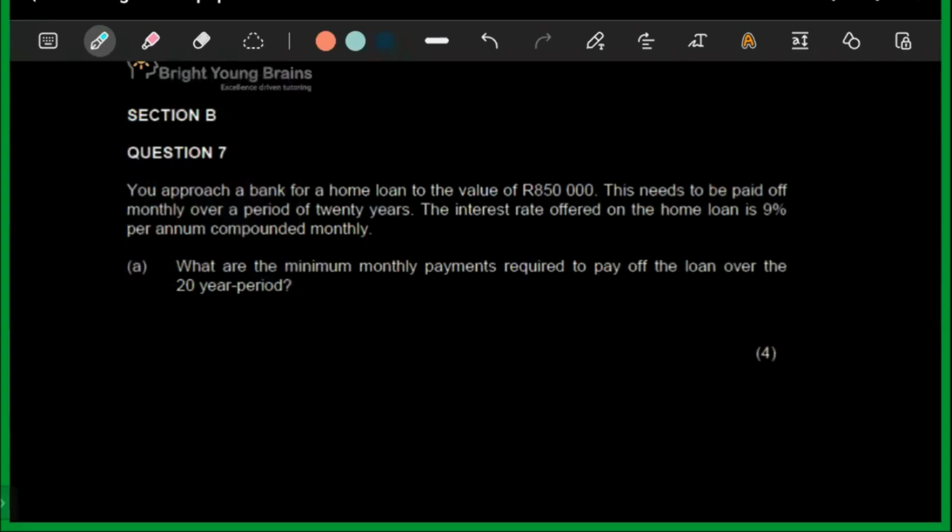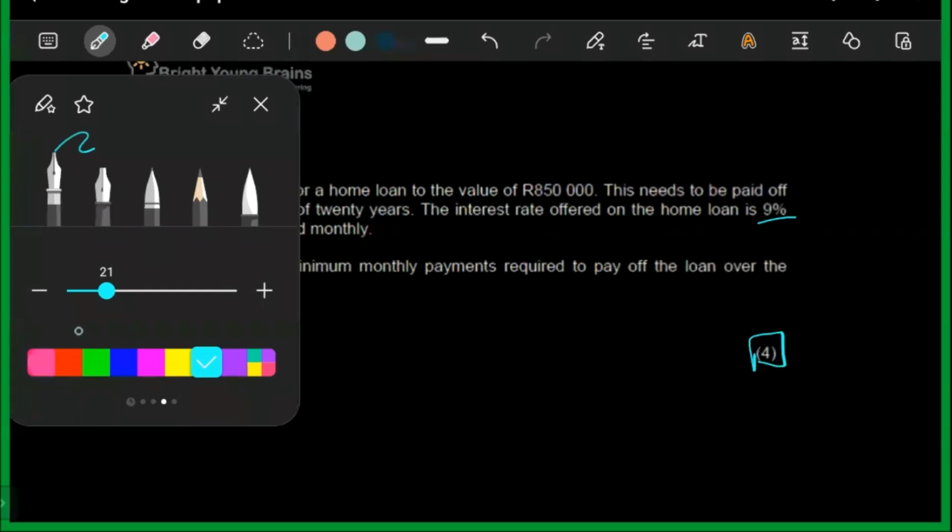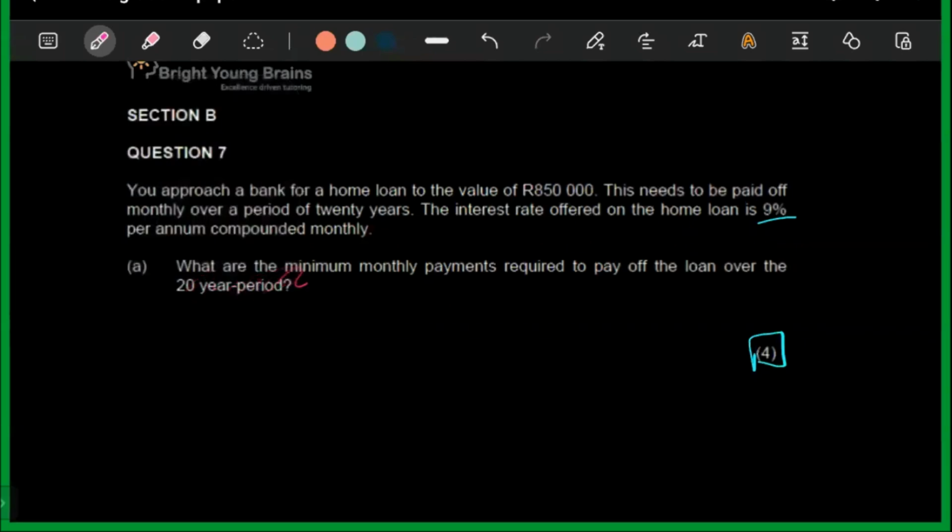Question number 7 for 4 marks. It says the following: you approach a bank for a home loan to the value of 850,000. This needs to be paid off monthly over a period of 20 years. The interest rate offered on the home loan is 9% per annum compounded monthly. What are the minimum monthly payments required to pay off the loan over the 20-year period? It's a monthly installment when you're paying off a loan.